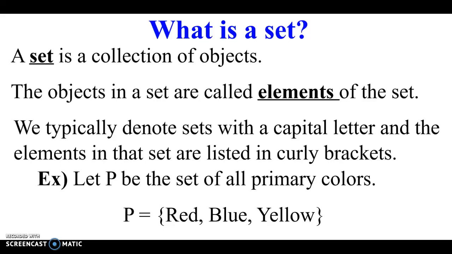So a set is a collection of objects. The objects in that set are called elements of the set. We typically denote a set with a capital letter. So you can see here, P represents the set of all primary colors, and we have red, blue, and yellow.